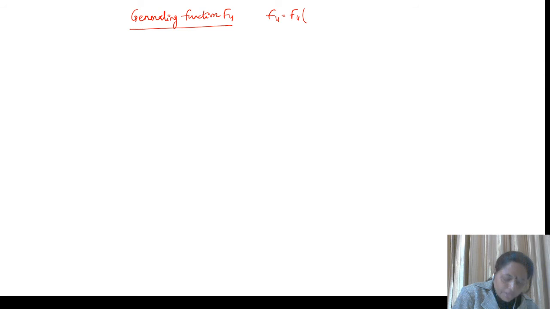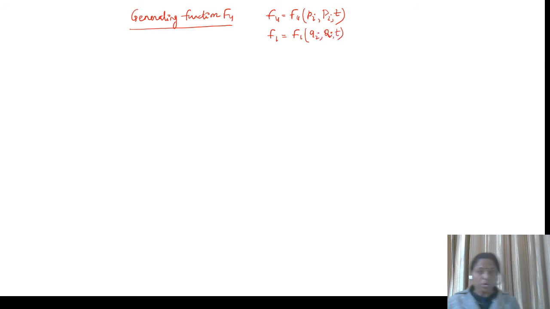The fourth generating function is F4. Again, there is a standard way to define it as a function of old momentum, new momentum and time. Now again compare it with F1. F1 was a function of q_i and time. Now you compare the two.